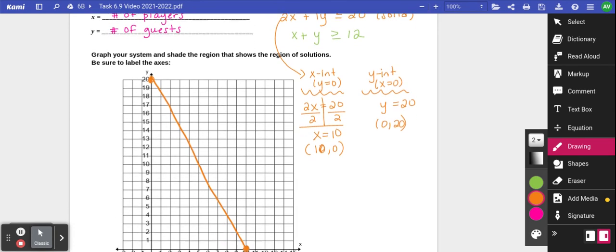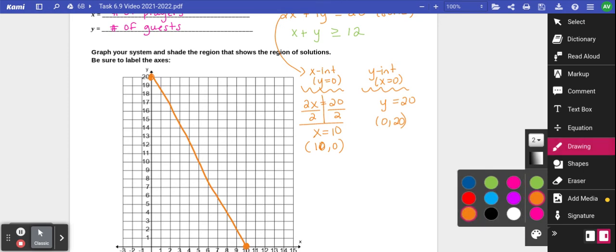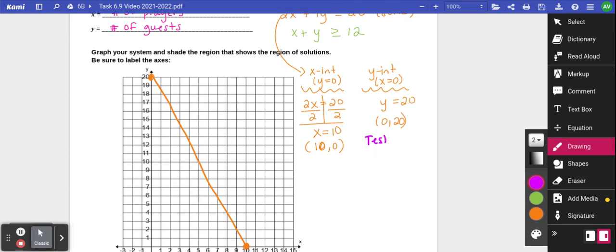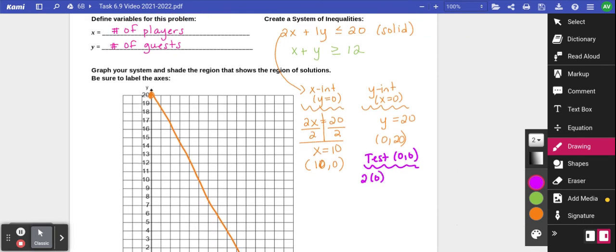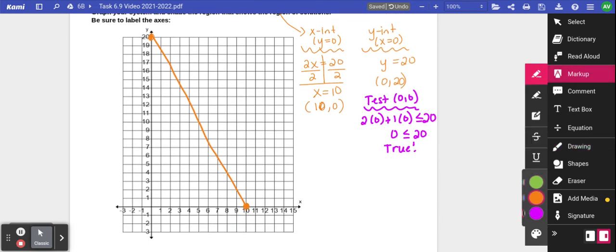The next thing we need to decide is where to shade. So we're going to go ahead and test the point (0, 0). If we test the point (0, 0), we get 2 times 0 plus 1 times 0 is less than or equal to 20. So 0 is less than or equal to 20. Well, 0 actually is less than or equal to 20. So since this is true, I'm going to go ahead and shade the side that has (0, 0). Now again, just like the line stopped on the x and y axis, the shading is going to stop also. So I'm only going to shade this corner. You'll notice I'm not going into the negatives.